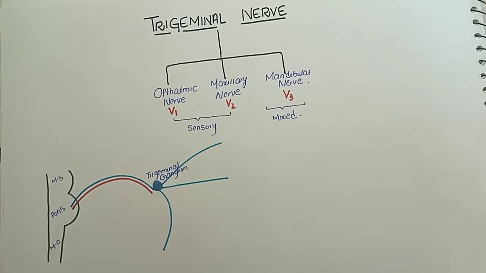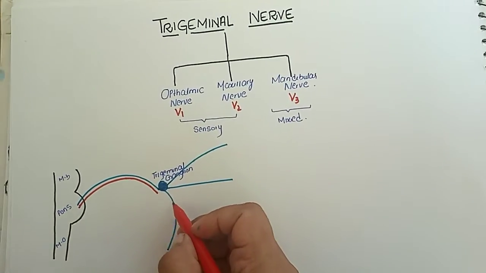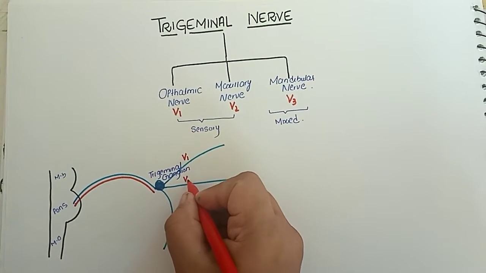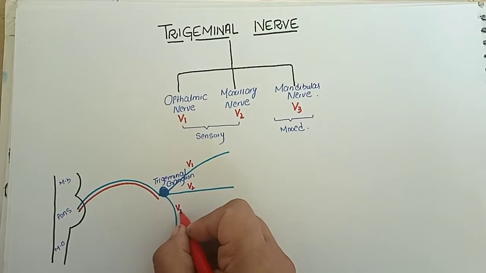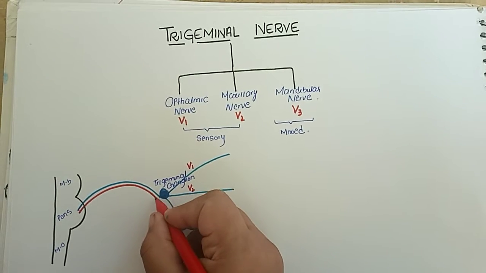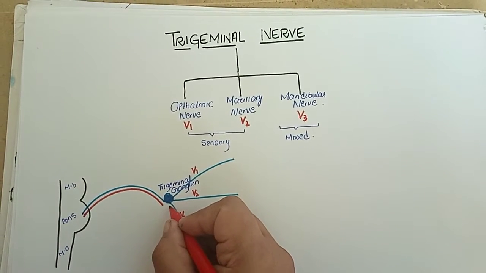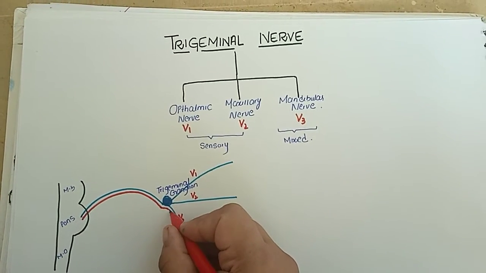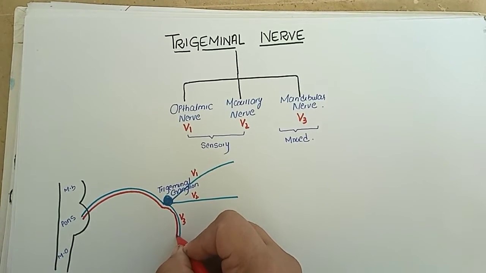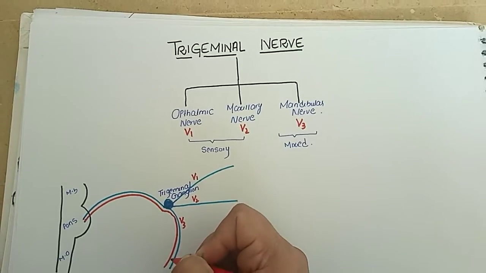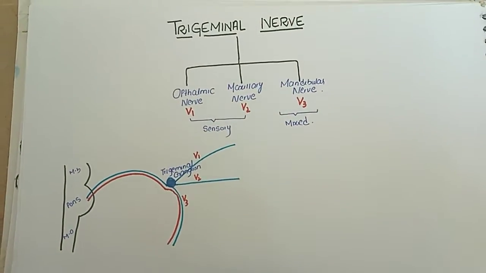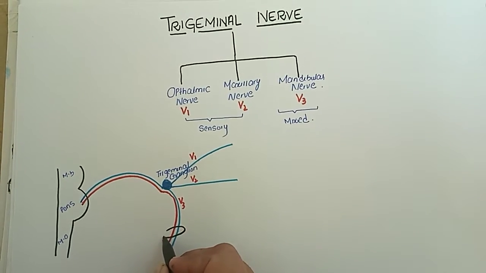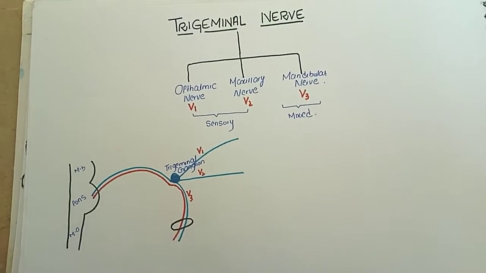As I just told you, the mandibular division of the trigeminal nerve is the mixed nerve because the motor root of this nerve accompanies the sensory root, so the motor and the sensory fibers mix together here, so it is regarded as the mixed nerve. And through the foramen ovale, the mandibular nerve leaves the skull.